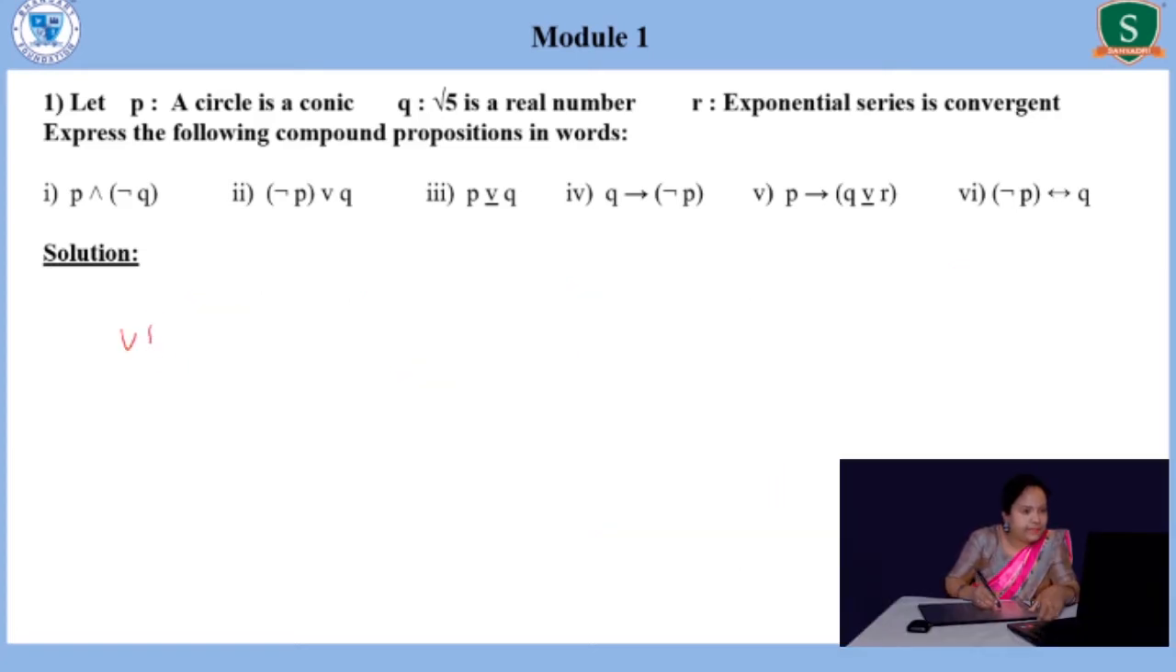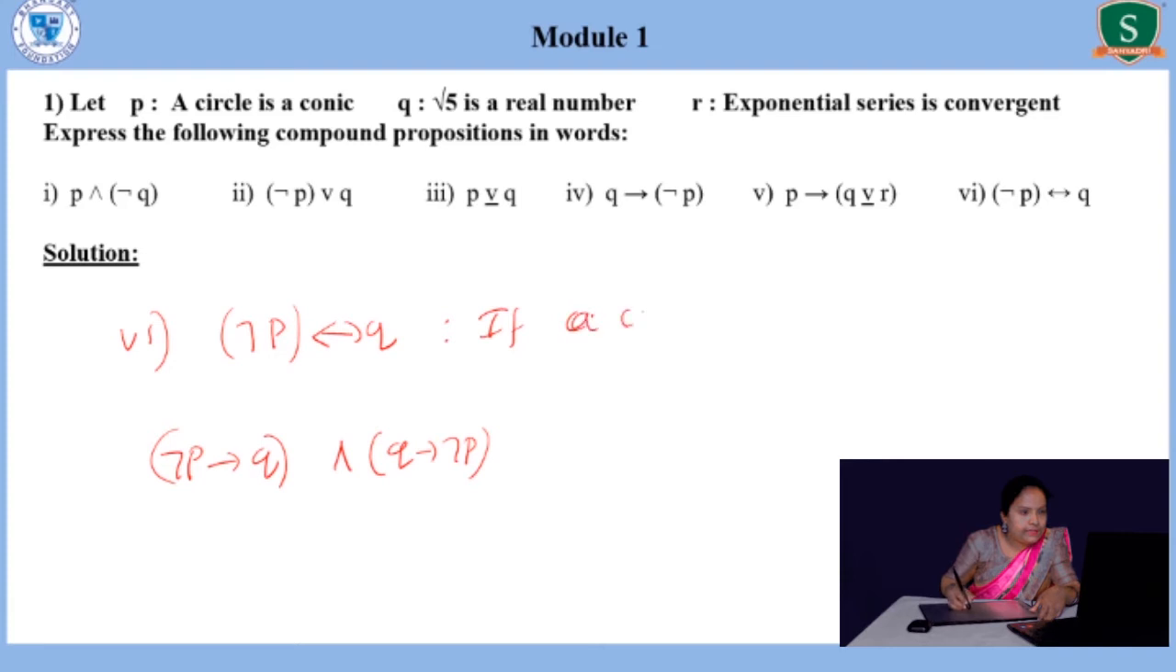Okay, last one. Sixth one. Negation P by conditional Q. So you can write it as, here we have by conditional. You have to take negation P. This is a combination of both. Negation P conditional Q, and Q conditional negation P. Now we can write it as, first we need to take conditional between negation P and Q. So what is negation P? A circle is a conic. You can write negation P as a circle is not a conic. So first we need to use the word if. If a circle is not a conic, then Q. What is Q? Root 5 is a real number.